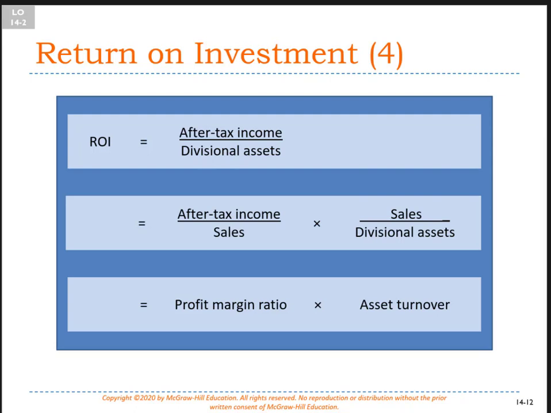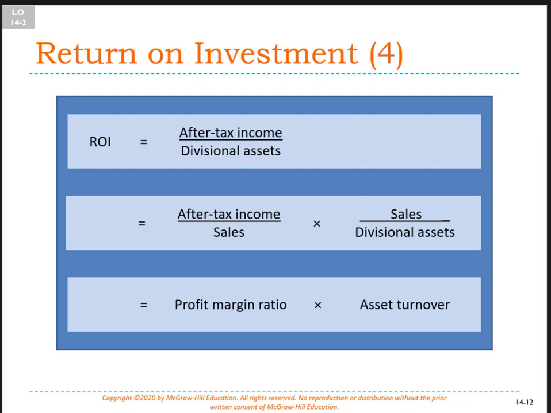And then the other half of it is sales divided by assets, or asset turnover. So if you're a manager and you're trying to improve your return on investment, you can work on the profit margin ratio or the asset turnover ratio. Now, if you're really, really good, you can work on both at the same time, but they're sometimes hard to do both at the same time.